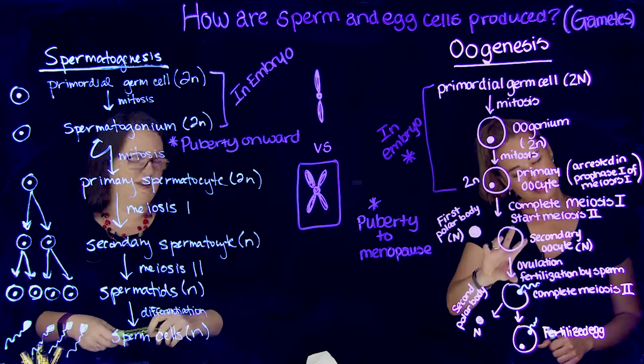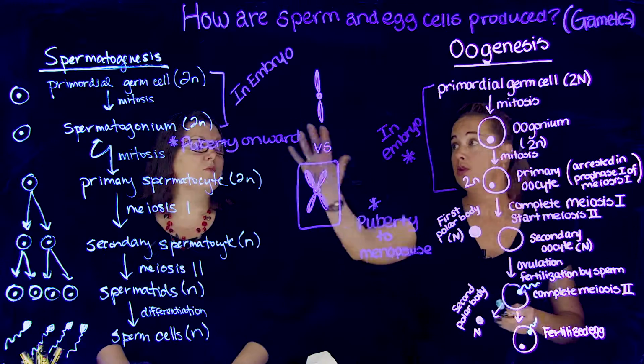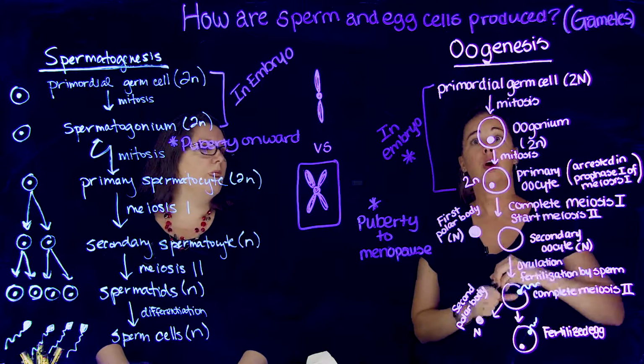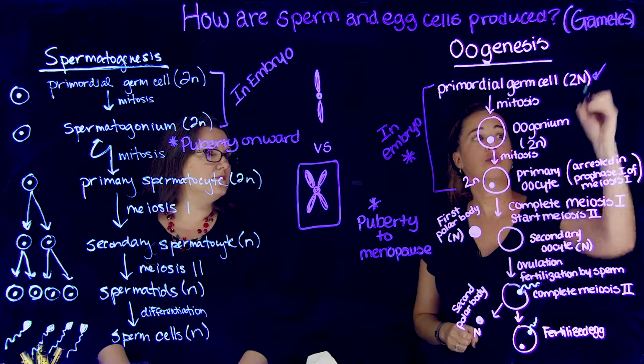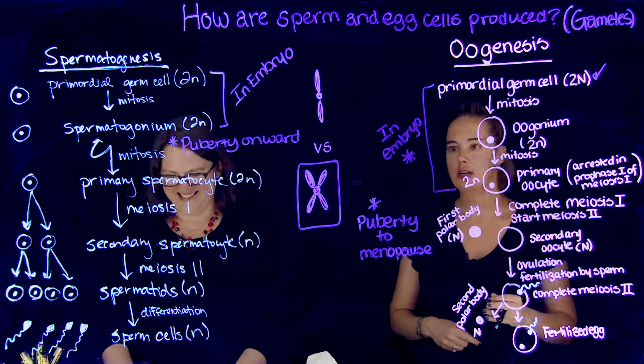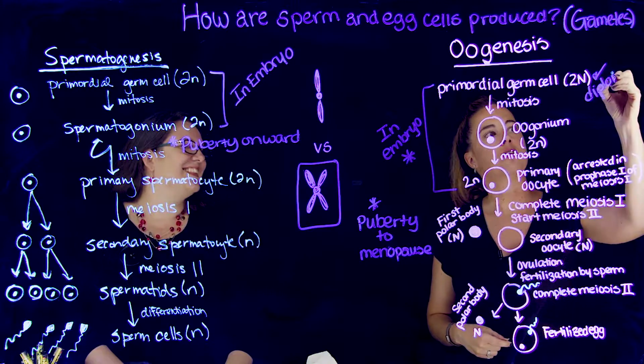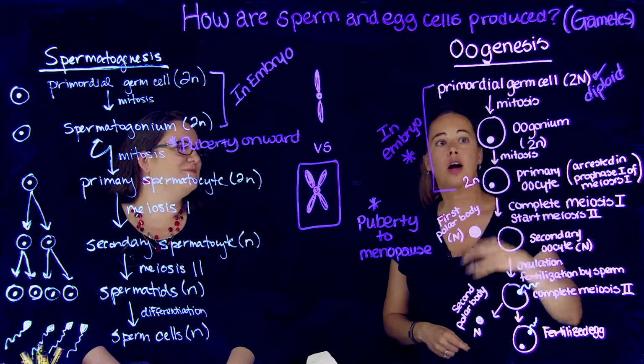We're going to see that's not necessarily the case here. Okay. So with oogenesis, similar to what we saw with spermatogenesis, we've got our primordial germ cell, 2N, diploid, 46 chromosomes, 23 pairs. It's going to undergo mitosis.